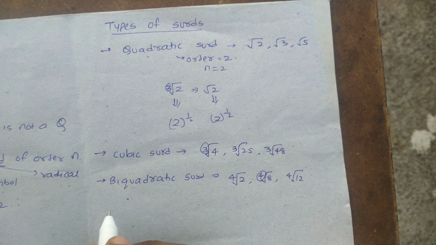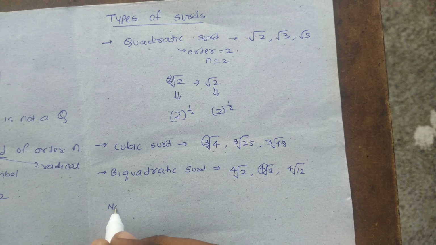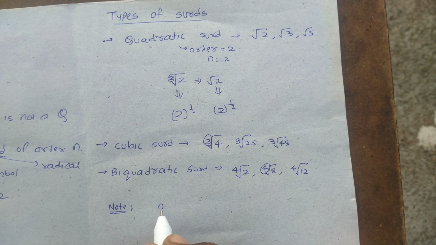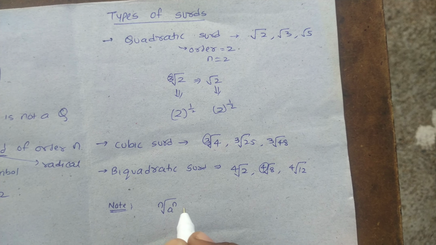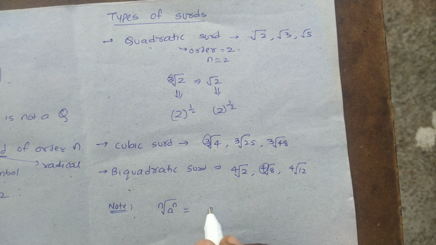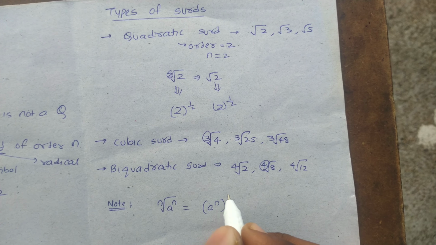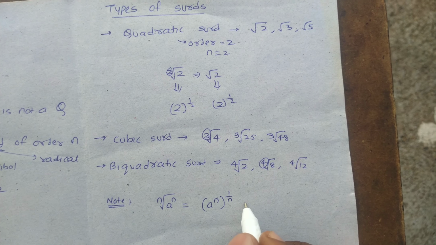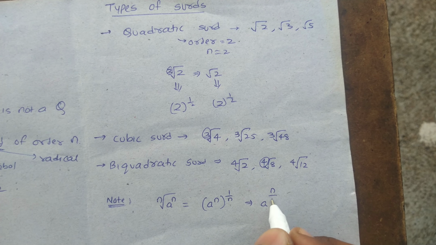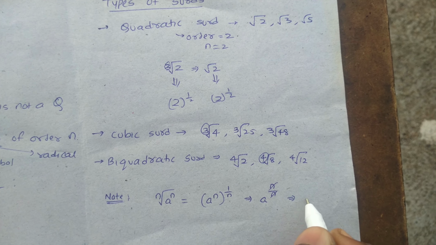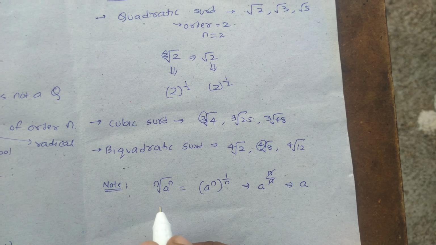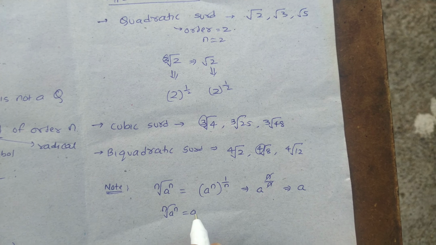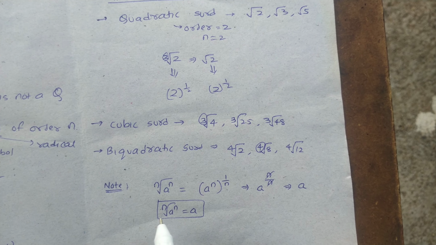But now we have some notes, some properties. The nth root of a power n, what will it become? We can write it as a power n, whole power 1 by n. A power n by n will cancel, and what you get is a only. So the nth root of a power n is equal to a. You have to keep this condition in your mind.